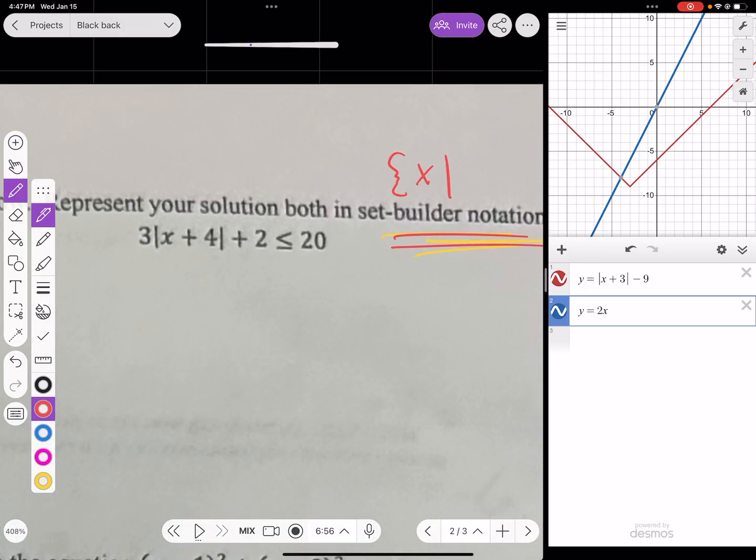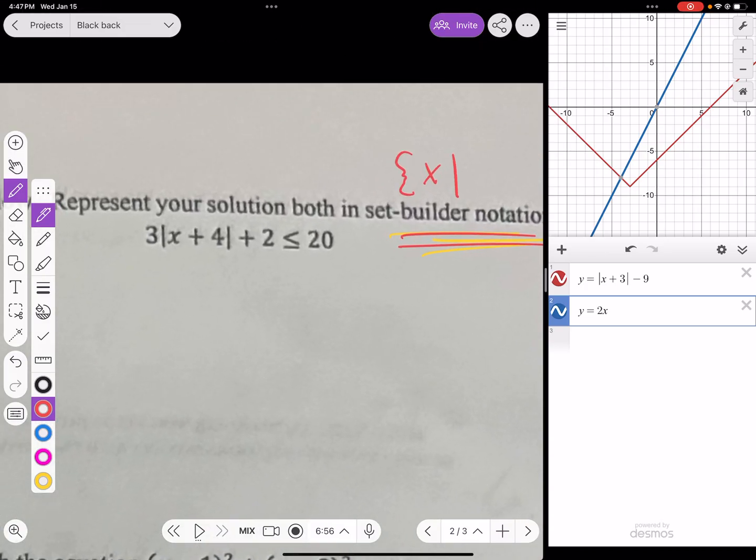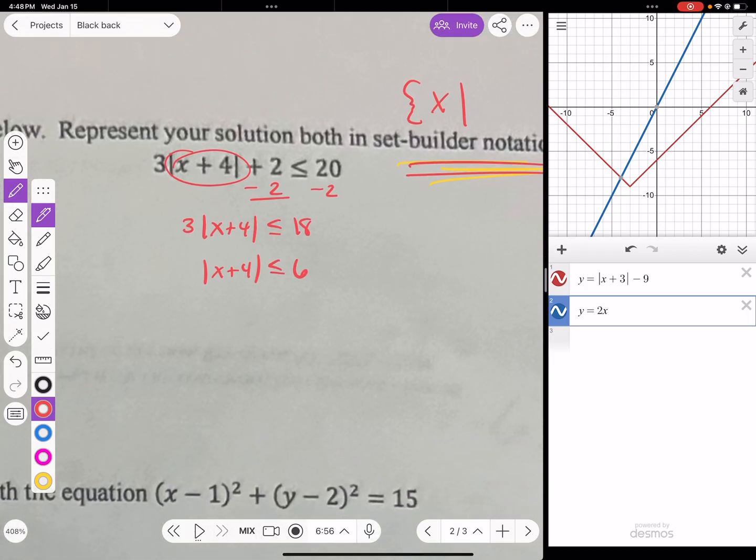Great. Absolute value equation, if you remember, isolate the absolute value, right? So we're just treating this like one quantity, leaving it by itself, subtracting first, and then we're going to have to divide away that 3 here. So divide the left by 3, the 3 is gone. Divide the right by 3, get 6.